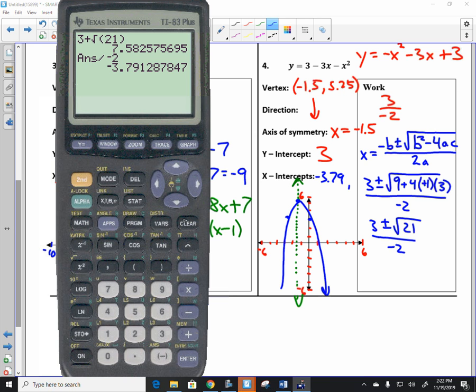And then we'll do another one. We'll take 3 minus the square root of 21. Press enter and divide that by negative 2. And we said you should come out with something close to 1, and you do. You get 0.79. So across through 0.79, negative 3.79. Maybe I should draw just a little bit further over, but that's pretty good.